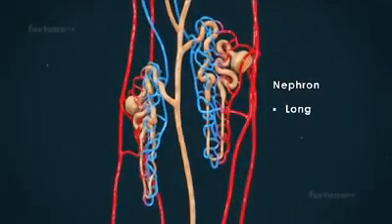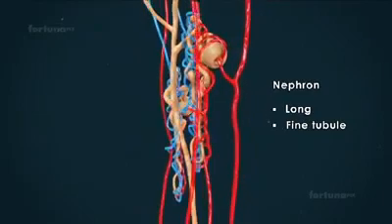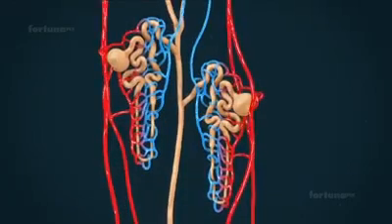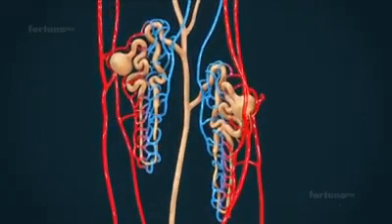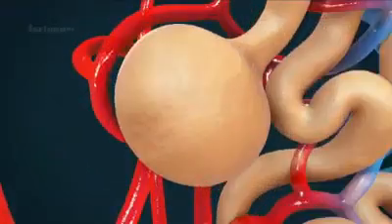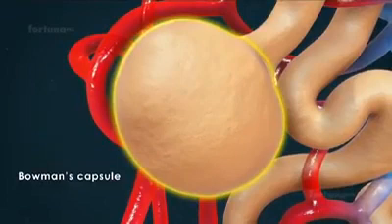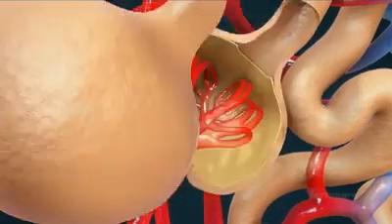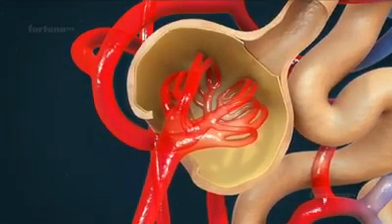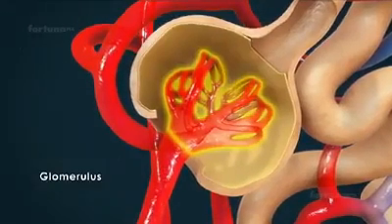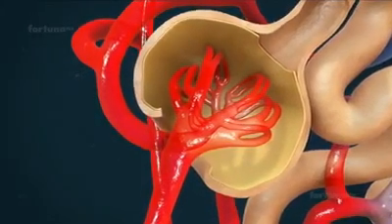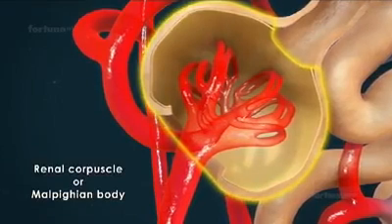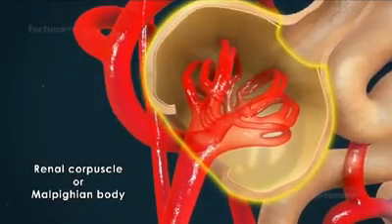Each nephron is a long, fine tubule, about 30 to 55 millimeters long, one end of which is closed and folded with a double-walled cup-like structure known as the Bowman's capsule. This capsule is located in the renal cortex. Inside the Bowman's capsule is a cluster of microscopic capillaries known as the glomerulus. Together, the Bowman's capsule and the glomerulus are known as the renal corpuscle or sometimes a Malpighian body.